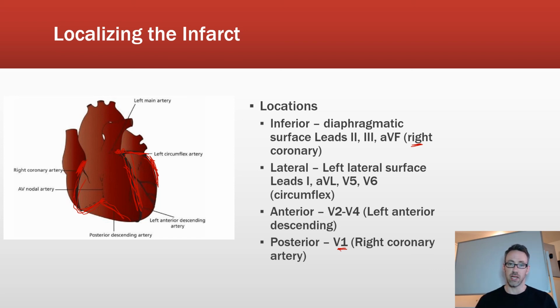But if you see that much ST segment elevation in both those groups, it could also be the left main. If the left main's occluded, it would affect both the circumflex and the anterior descending. Another one that I have not written here, which we should keep in mind, is ST segment elevations in V1 and V2, which could indicate a septal infarct, right around the septum of the heart, since V1 and V2 are the septal leads.